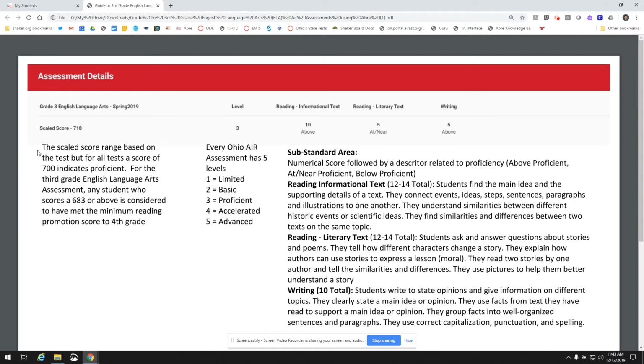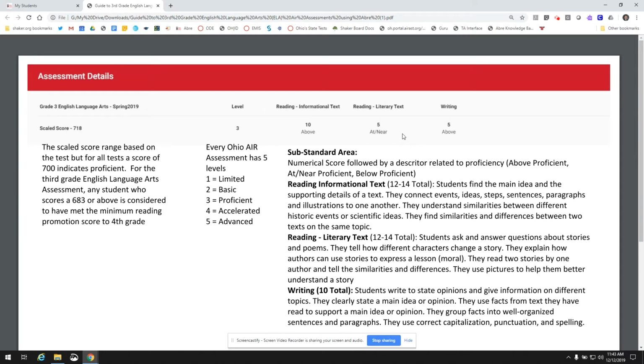So when I look at the level category here, every Ohio AIR assessment has 5 levels. A student who scores in level 1 is considered to have limited proficiency. A student who scores in level 2 is considered to have basic proficiency. Those at 3 and above are considered to be proficient. 4 are accelerated in the standards, and 5 are considered to be advanced. Scores of 3, 4, and 5 are what we would consider to be passing for that percentage.